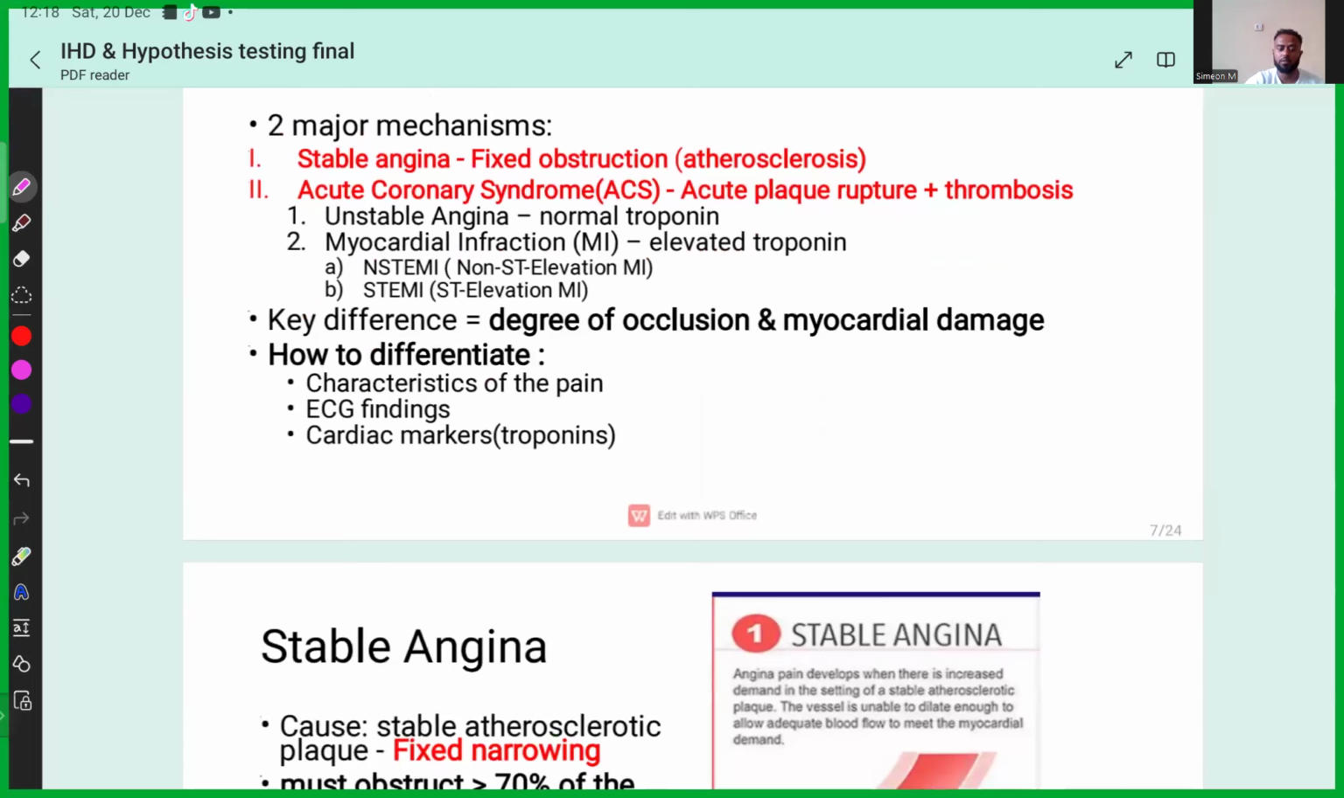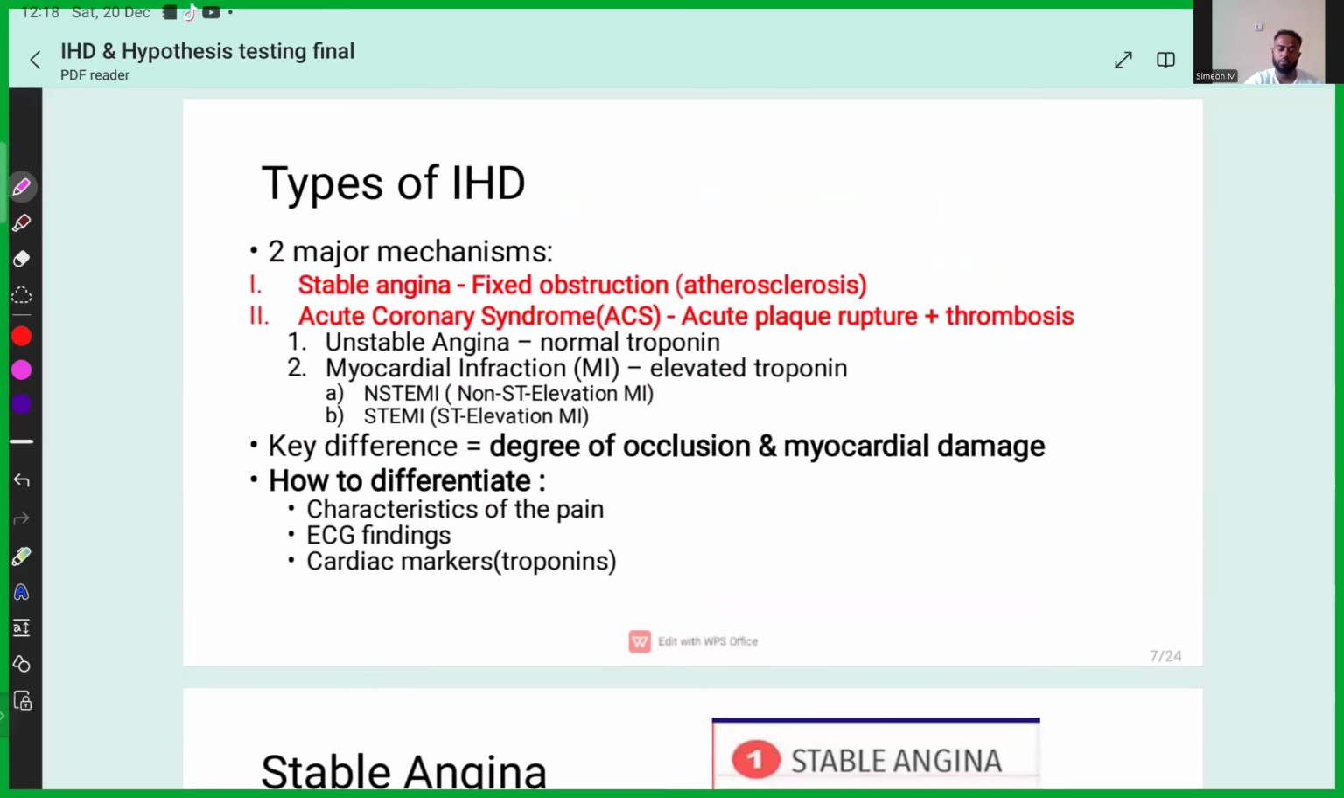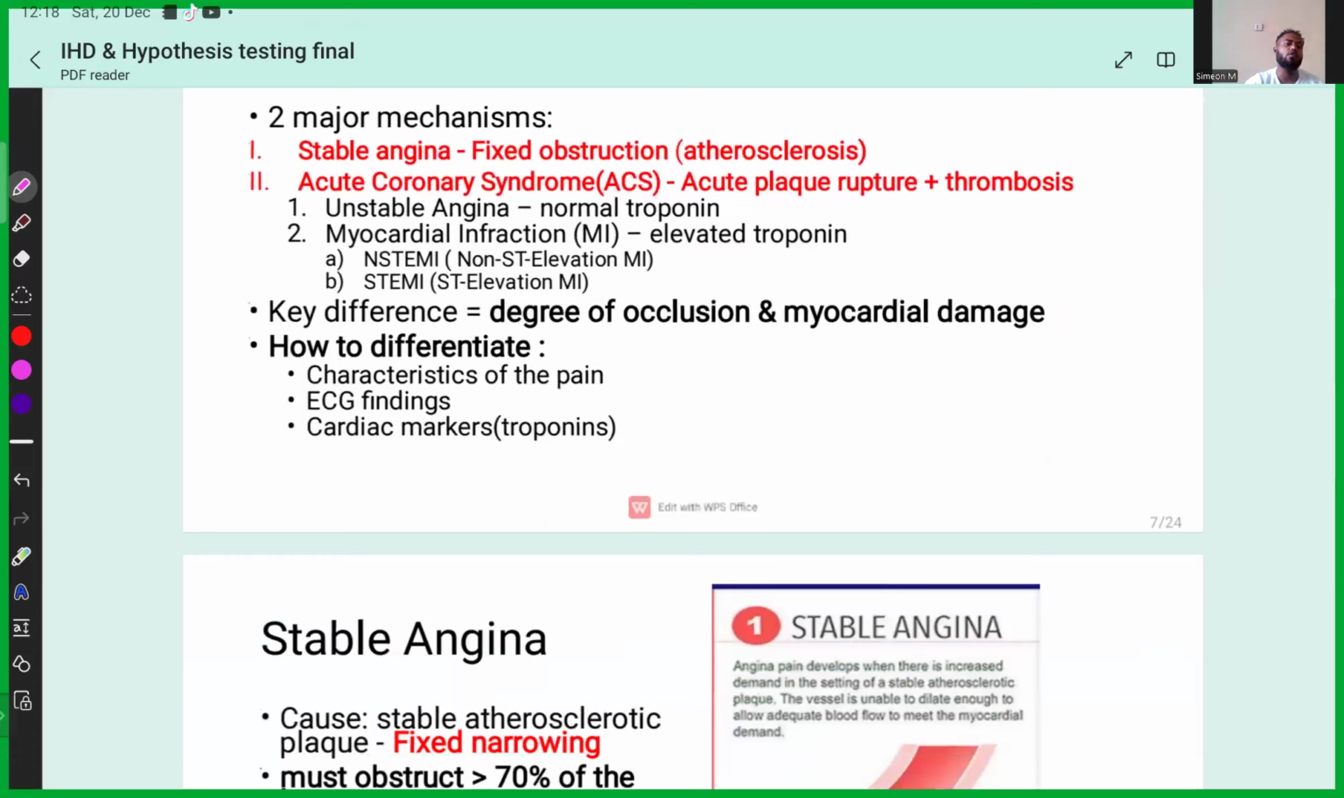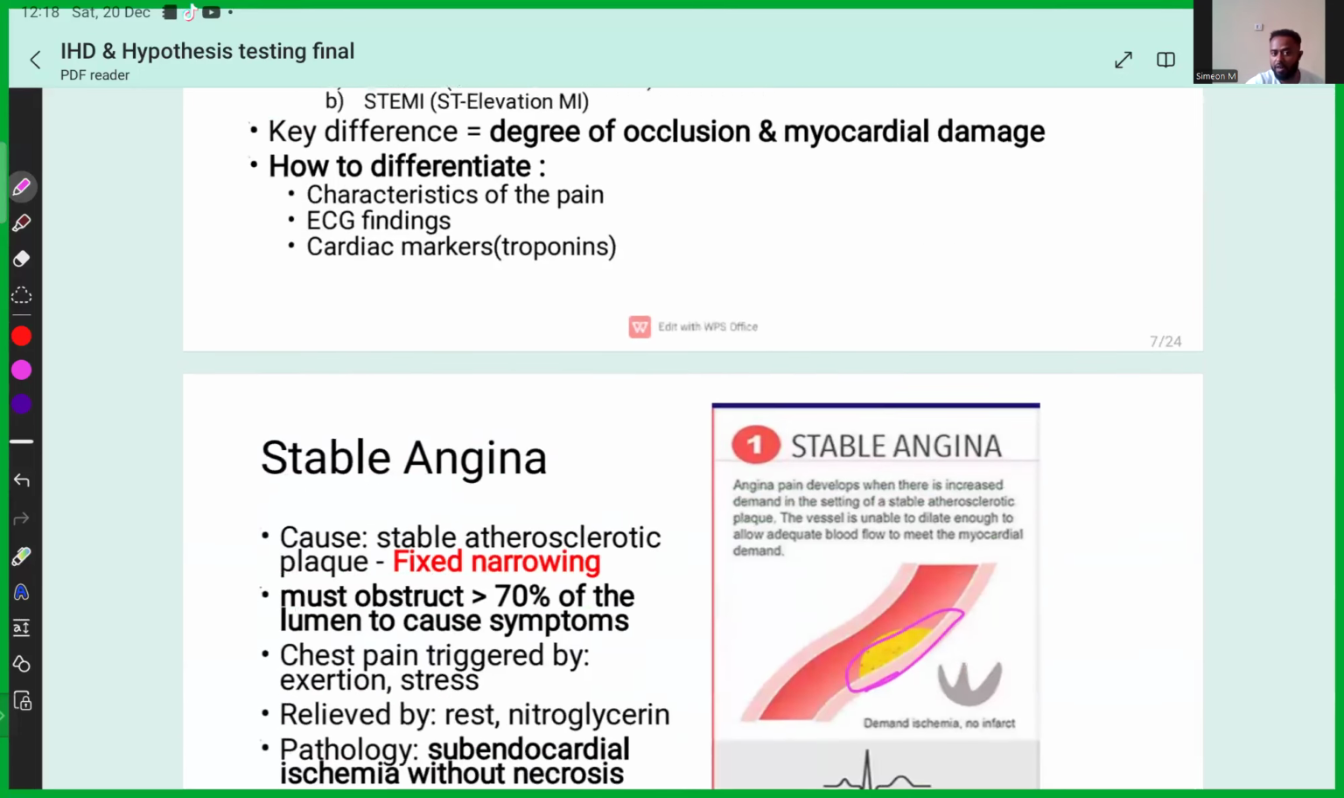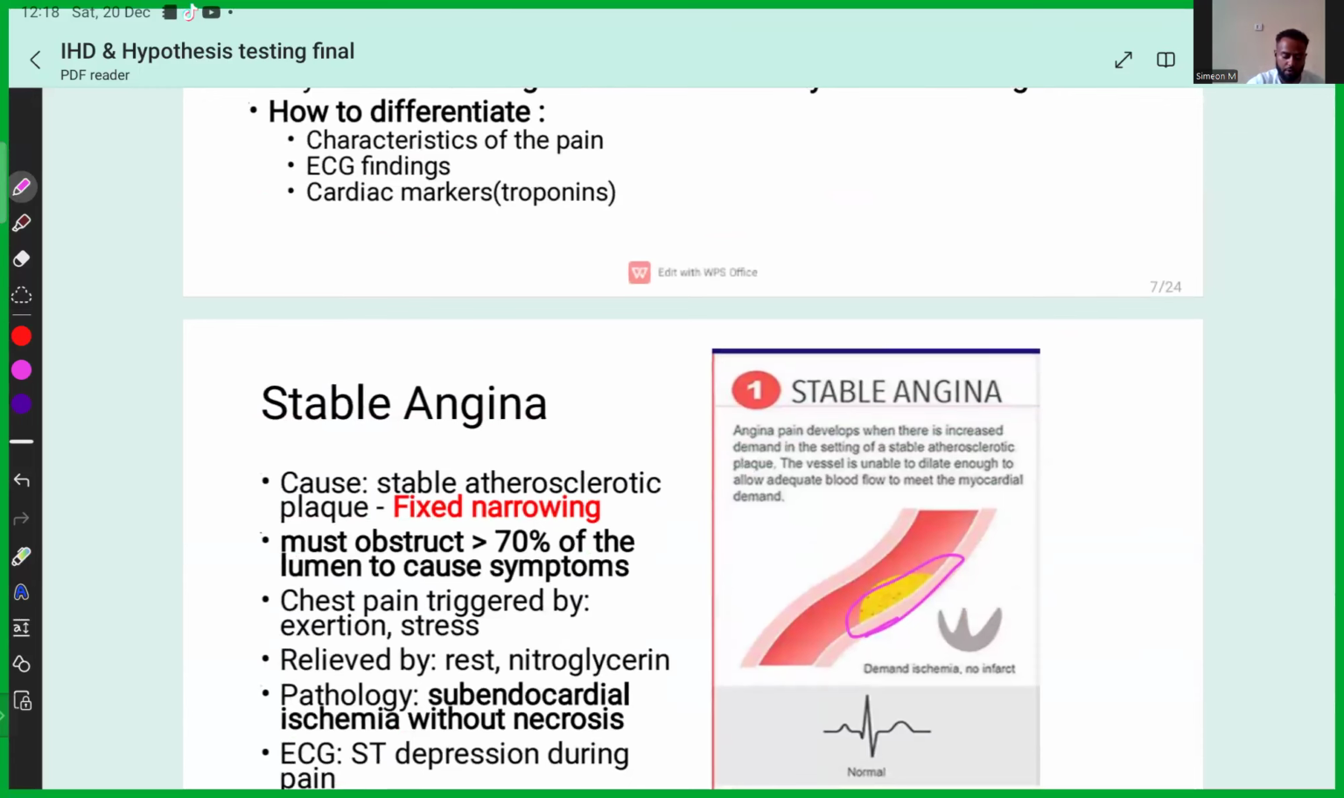So there are two major mechanisms, as we have seen in the first slide. This is either due to fixed obstruction resulting in stable angina, or acute coronary syndrome based on acute plaque rupture and thrombosis of the vascular lumen. Acute coronary syndrome can be further classified as unstable angina or myocardial infarction, and we will see the details in the subsequent slides. The key difference here is the degree of occlusion and the degree of myocardial damage, and they are differentiated based on the characteristics of the pain, the ECG findings, and the troponin cardiac biomarkers.